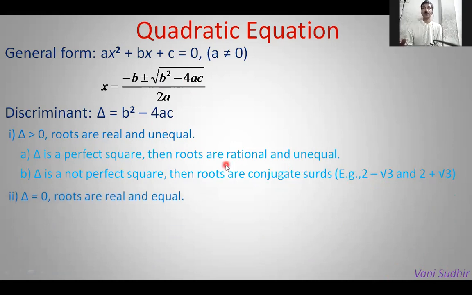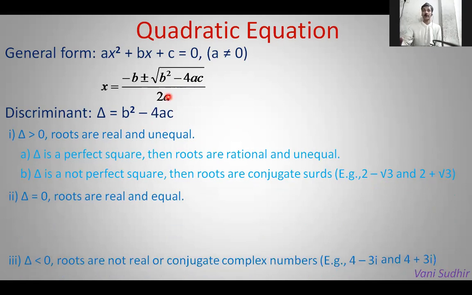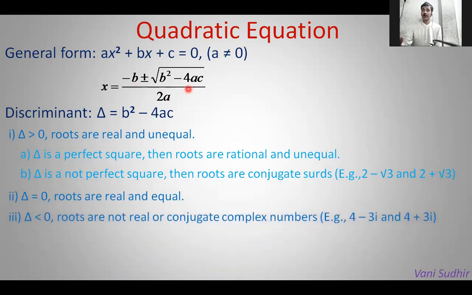If discriminant is 0, one root is minus b upon 2a, another root is also minus b upon 2a. Both roots are the same, it is called a double root. If discriminant is less than 0, then there are no real roots. If you know the complex numbers, then they are conjugate complex numbers. One example we gave, 4 minus 3i and 4 plus 3i. Here 4 is the real part, this is the imaginary part. Here i is equal to under root of minus 1.